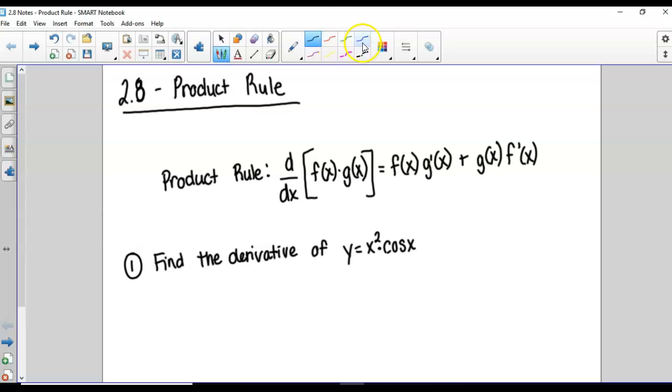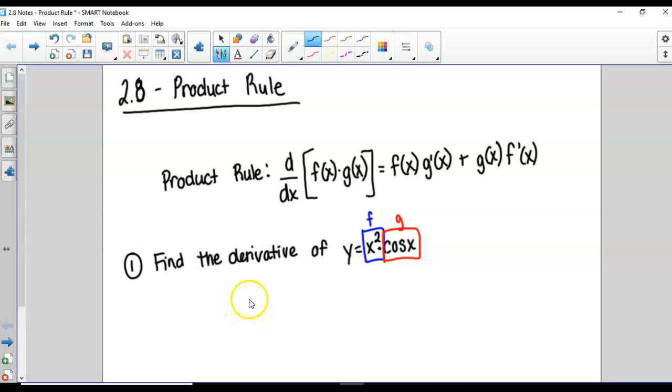So in this case, we're going to let our x squared be our f of x. And we're going to let this cosine x be our g of x. So in order to take the derivative of these two things multiplied together, we have to use the product rule. The biggest mistake I see a lot of students make is they just take the derivative of both of these separately, which we cannot do. We have to use this product rule.